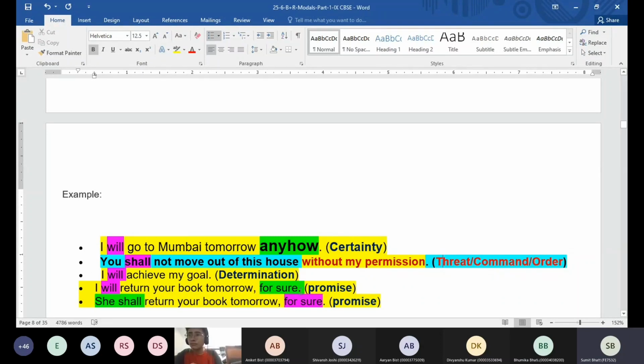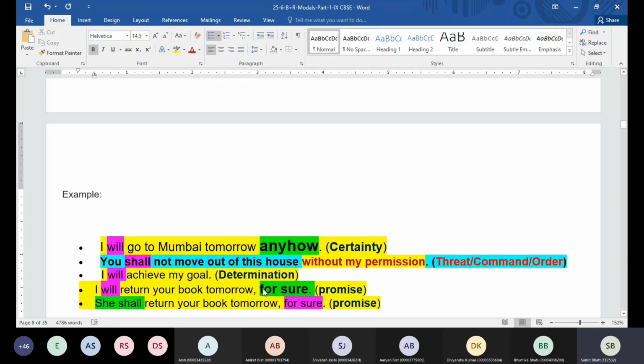Like here, "I will return your book tomorrow," and we are saying for sure. We made a statement that tomorrow this thing will surely happen. There is a promise the person has made. So what am I going to use with I? Will. "I will return your book tomorrow for sure." There is a promise being made.